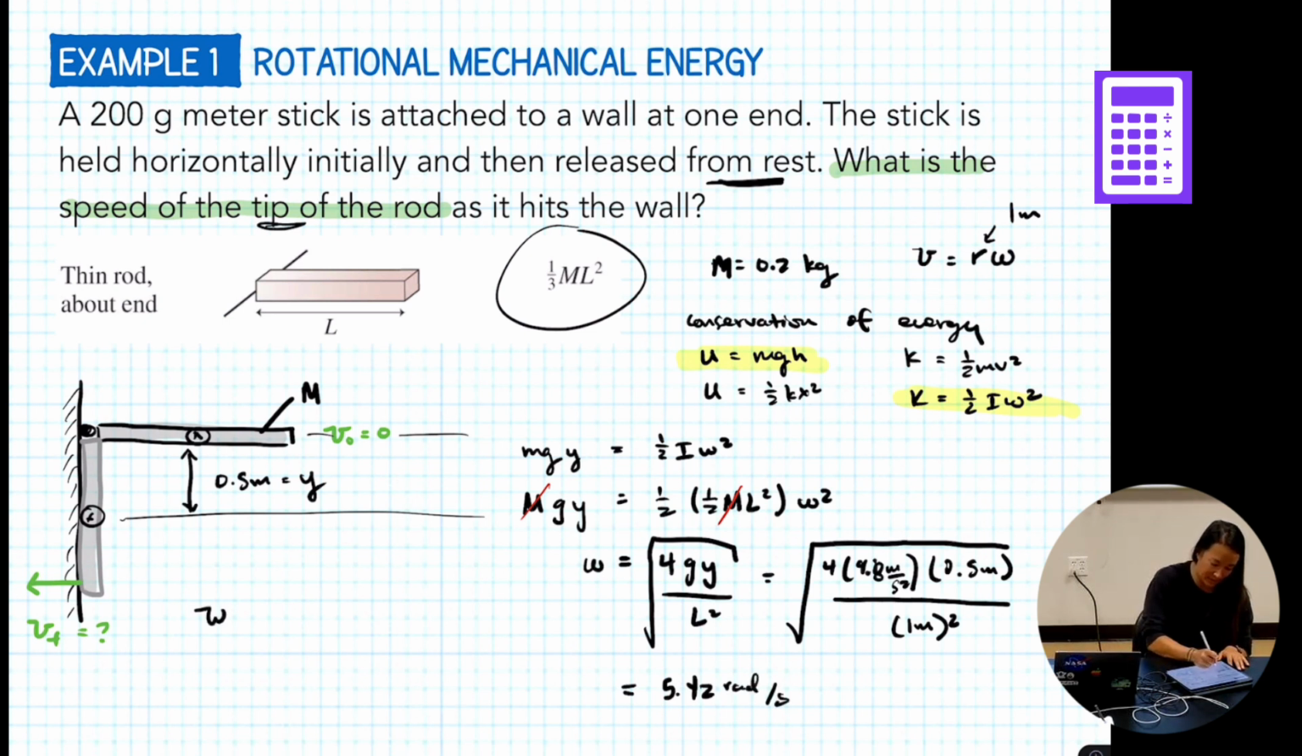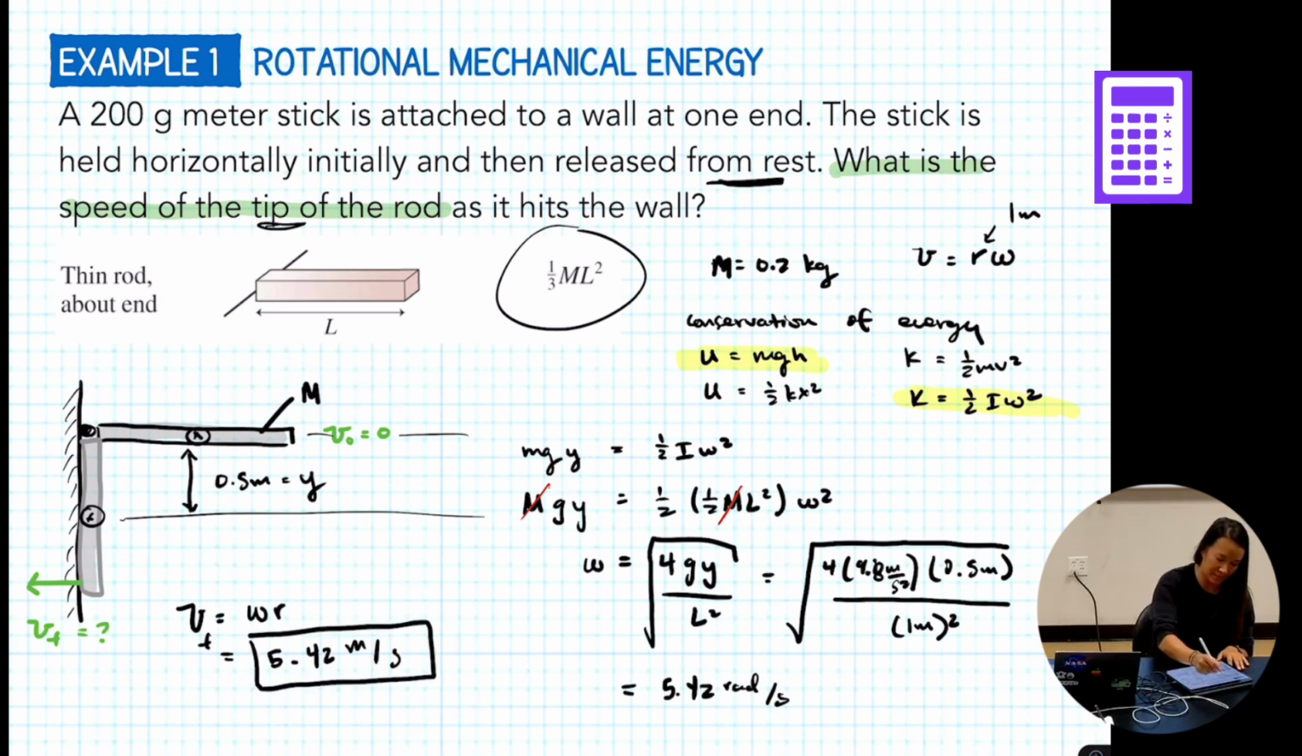And we want this to be V final, which is what we're looking for. We just take omega times R. So omega is 5.42, and we multiply it by 1 meter. So what's 5.42 times 1? 5.42 meters per second, and that is our final velocity.